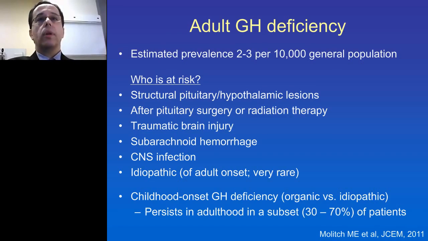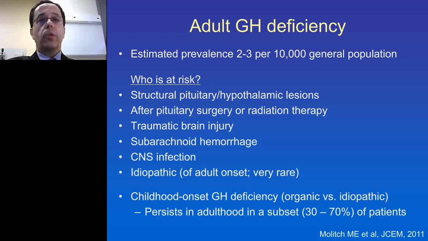In addition, growth hormone deficiency may be of childhood onset, and in children it can be a consequence of structural lesions. It can occur as a result of genetic abnormalities that lead to lack of growth hormone synthesis, or it can be idiopathic.